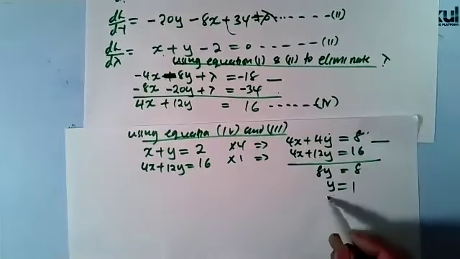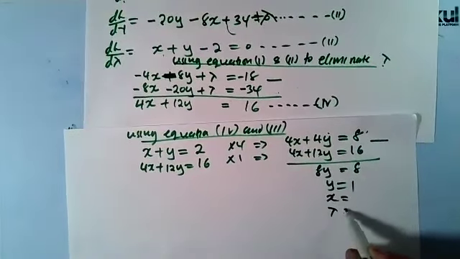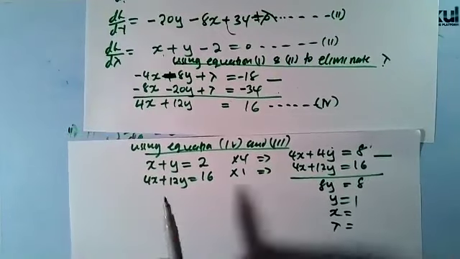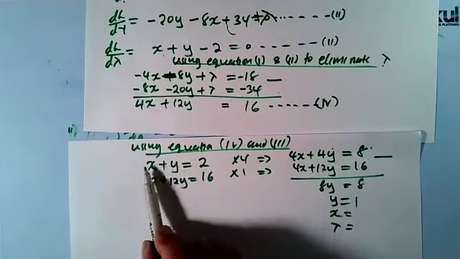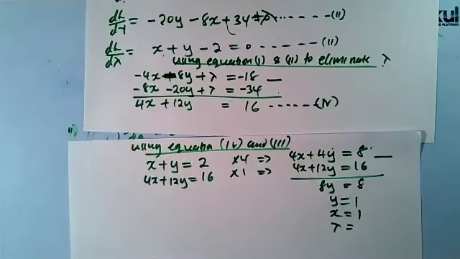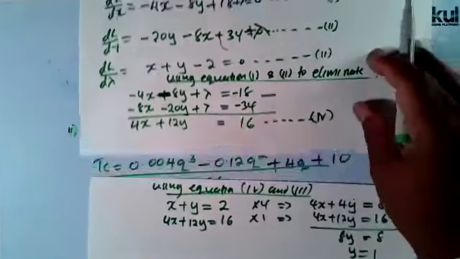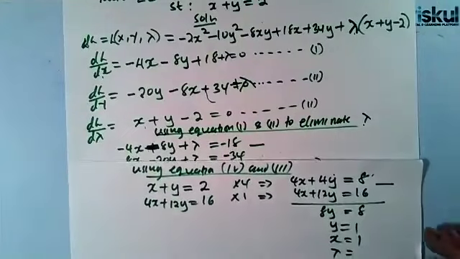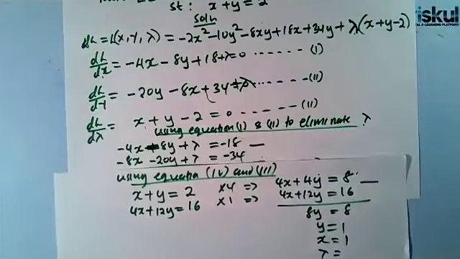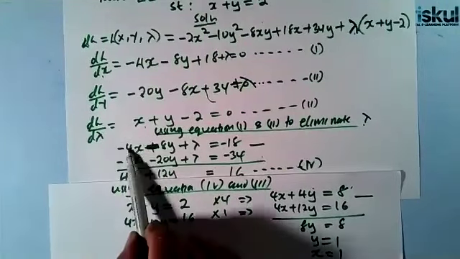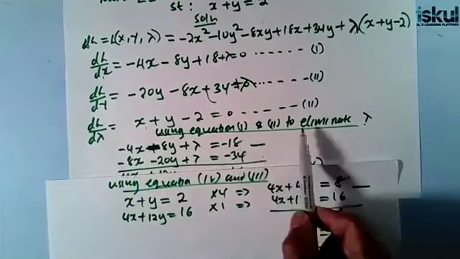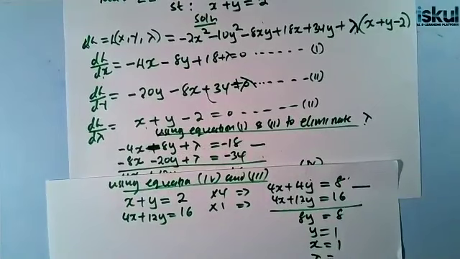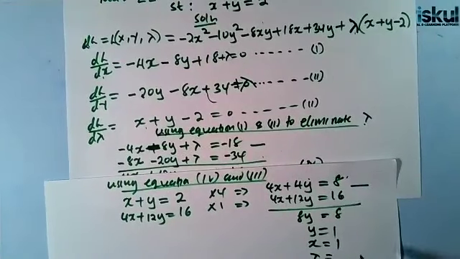Now once you get y, you can get x and you can get lambda. You see x plus y is equals to 2 and y is 1. That means x will also be 1. Now to get lambda, you can use any of the equations, either equation 1, equation 2, or equation 3. Like this one: minus 4x minus 8y plus lambda is equals to negative 18. You substitute to get lambda. I'm not going to show you how to get that. Now you will get minus 6.